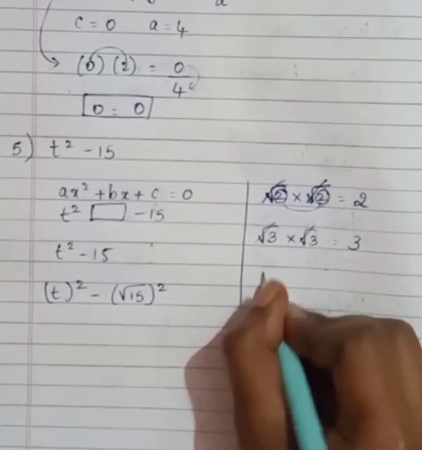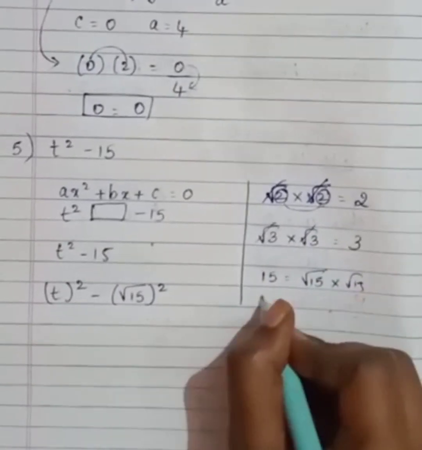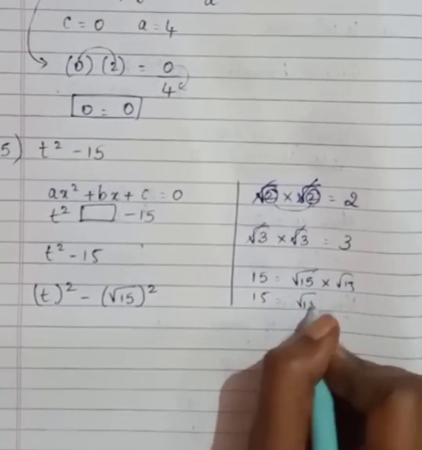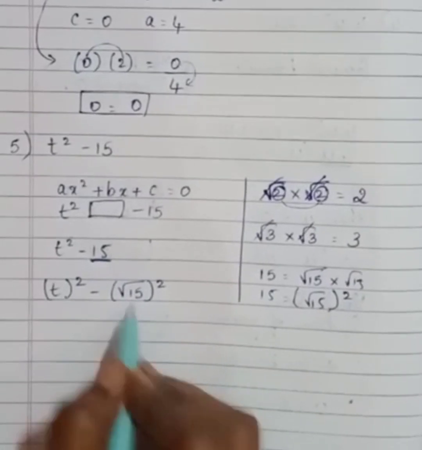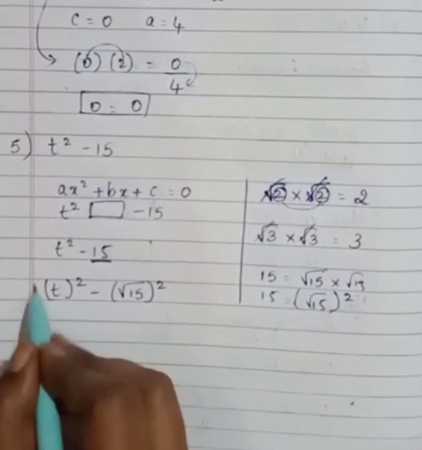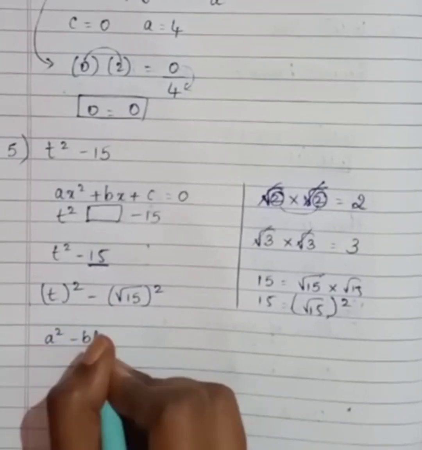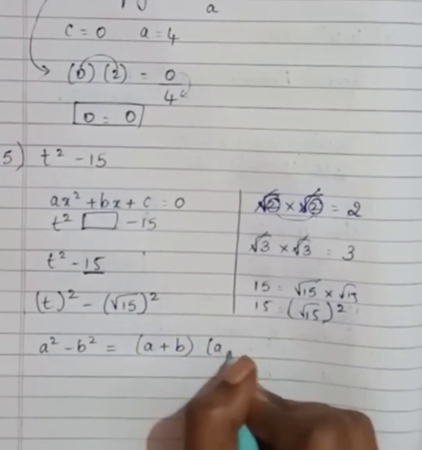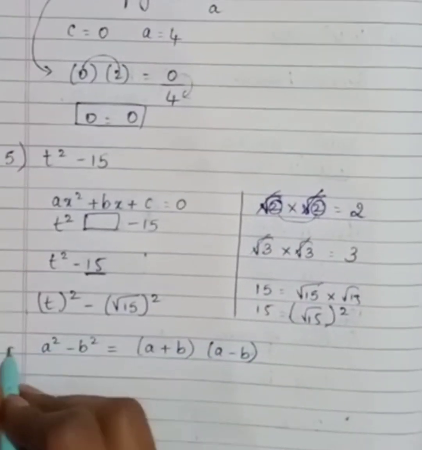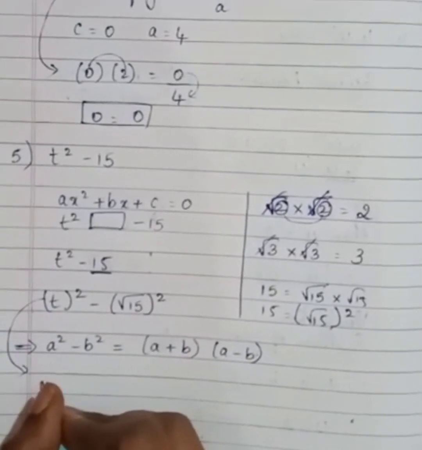Similarly, 15 can be written as root 15 into root 15. That is nothing but 15 is equal to root 15 the whole square. So hence here the 15 can be written as root 15 the whole square. So now whatever equation we have got, it looks similar to the a square minus b square formula. Our a square minus b square formula says a plus b into a minus b. So according to this formula, we'll equate our equation.